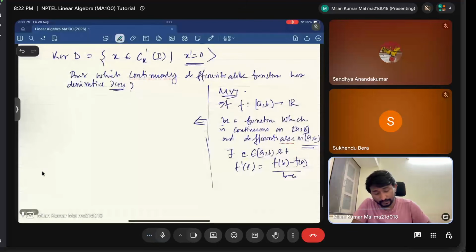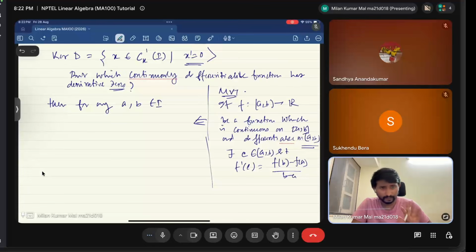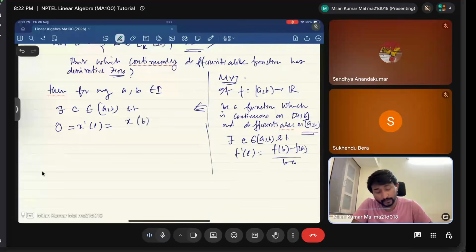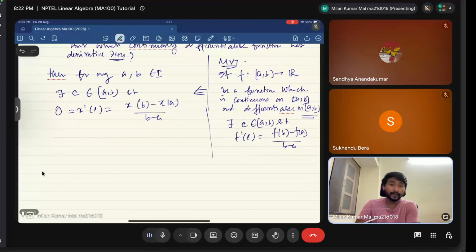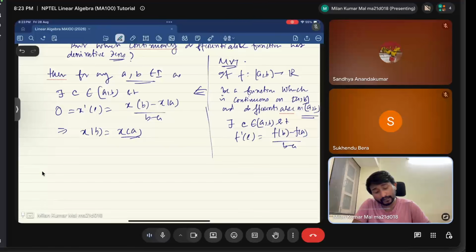That means for any two points a, b coming from the interval I, there exists a point c belonging to the open interval (a, b) such that x dash c, which is 0 by definition, is equal to x of b minus x of a by b minus a. I have taken b and a as two separate points, so that gives x of b equals x of a.